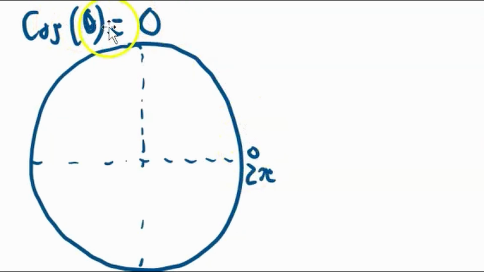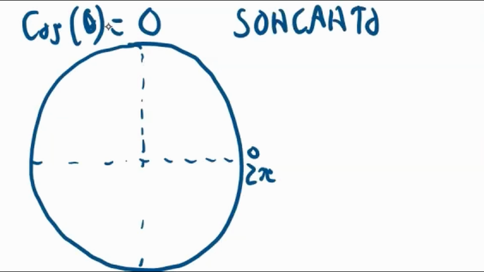Now to find out what cos theta is, we often resort to Sohcahtoa. Cosine equals adjacent over the hypotenuse. So this is equal to the adjacent over the hypotenuse. Now, where does that come in? Well, I'm going to go over unit circle trigonometry really briefly here.